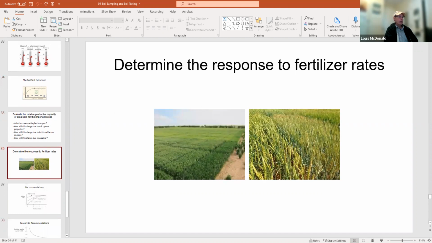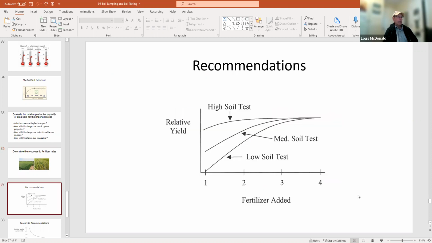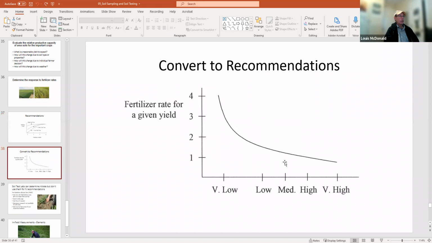These extensive field trials are done plot by plot by plot, harvested by hand, sometimes with small plot machinery. But then the idea is, for each of these, we're going to add different amounts of fertilizer. We're going to go to a field that has a low soil test potassium number, a medium soil test potassium number, a high soil test potassium number, and we're going to get these yield curves, right? And then we're going to convert each of these to a recommendation for every single crop, right?